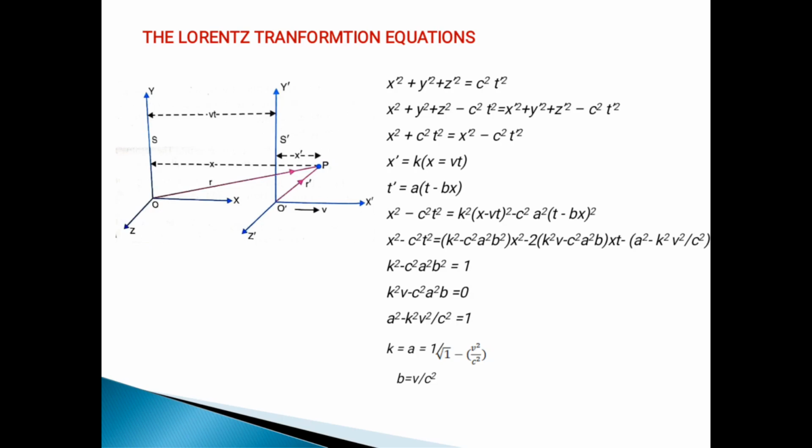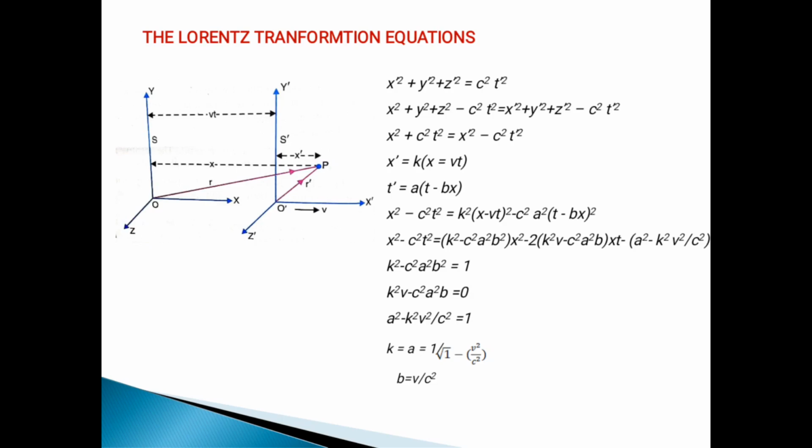The inverse Lorentz transformation equations are obtained by interchanging the coordinates and replacing v by minus v in the above equations. x equal to x prime plus vt prime divided by square root of 1 minus v square by c square, y equal to y prime, z equal to z prime and t equal to t prime plus vx prime by c square divided by square root of 1 minus v square by c square. These equations convert measurements made in S prime into those in S.